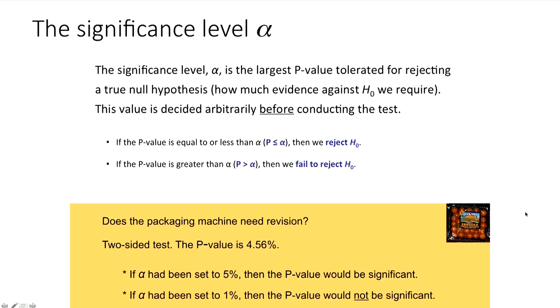Again, reviewing this idea of significance level. The significance level alpha is the largest p-value tolerated for rejecting a true null hypothesis. So it's essentially how much evidence against the null hypothesis we require. And it has to be decided before conducting the test.